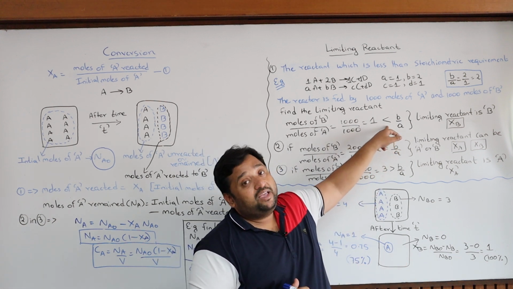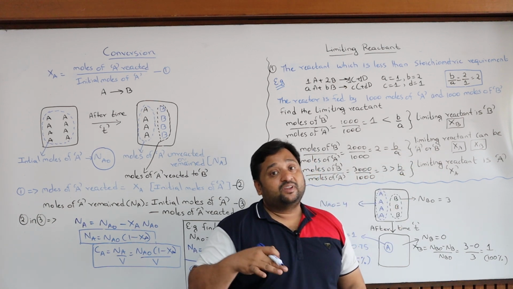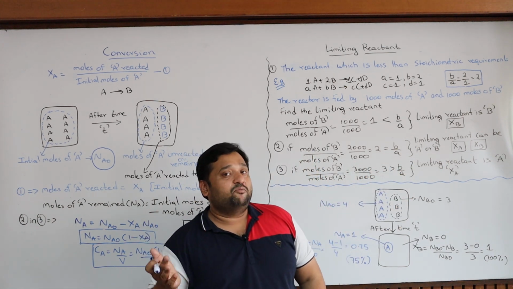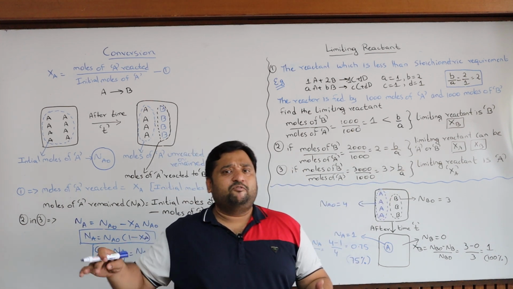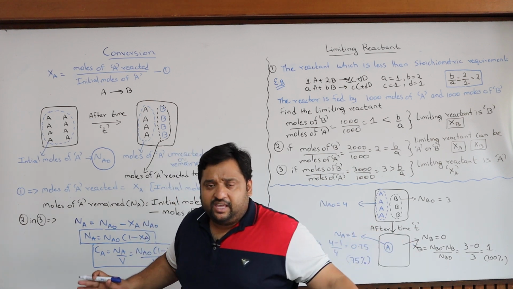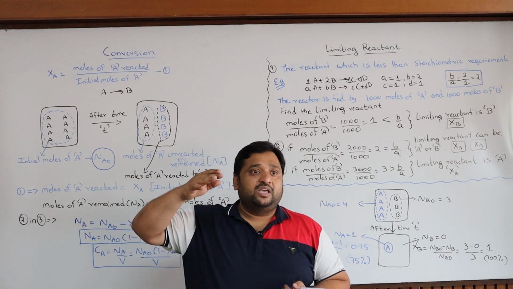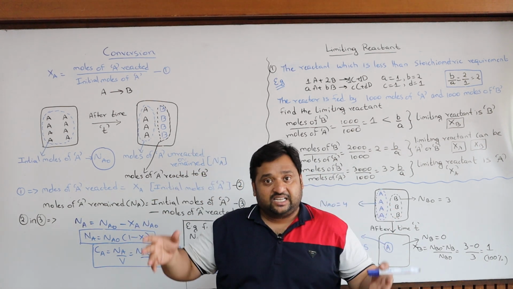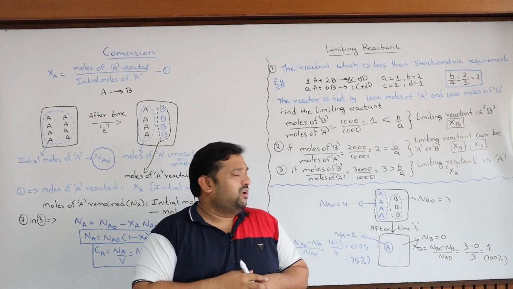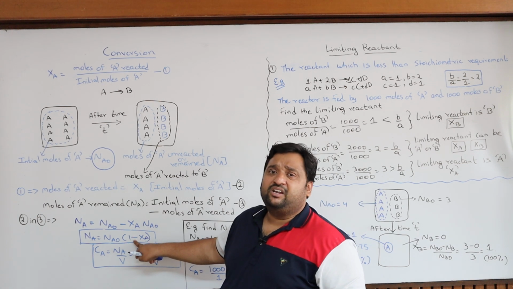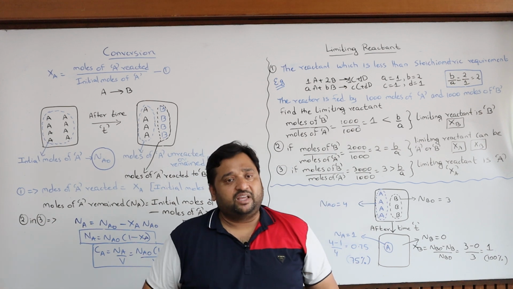If it is less than the stoichiometric ratio of B by A, then B is the limiting reactant. If equal, then A and B both can be the limiting reactant, anyone can be. Here only A is the limiting reactant. By default in the textbooks, we go with the limiting reactant A. Please keep in mind that the books are structured in such a way that A is always the limiting reactant. That is why you always see this equation in terms of XA. That means by default they have taken A as the limiting reactant.